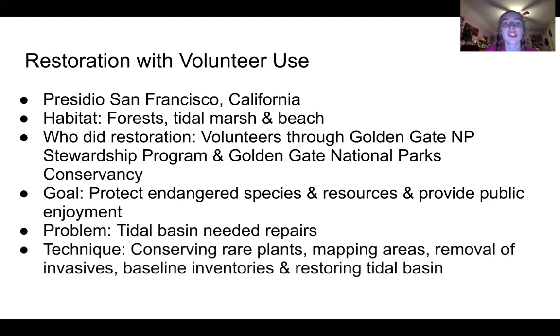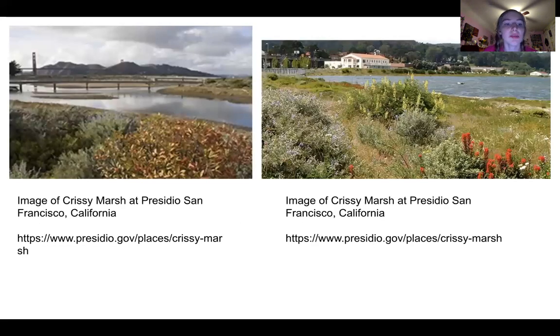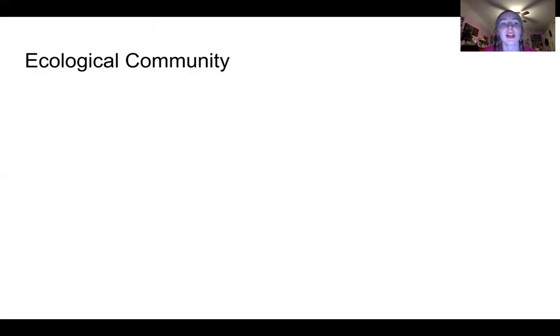And so they decided to conserve rare plants, as well as map the areas, remove invasives, do baseline inventories, and restore the tidal basin, of course. So here's images of Crissy Marsh, which is where the tidal basin is that was restored, as well as a bridge added, and some restoration with that.